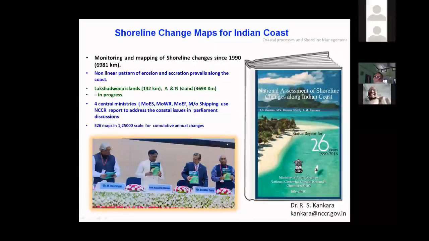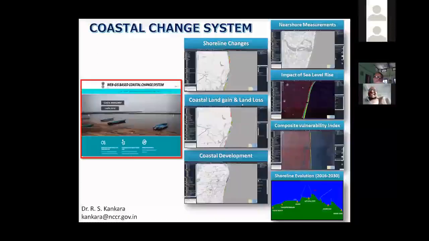Now, based on this, shoreline change maps of 26 years have been studied, and this particular report you will find on our website. I request everybody to go to nccr.gov.in, where you can find this map. This is a very useful map where you will know the hotspots, the eroding places of a particular coast. You will get all this information. Next.